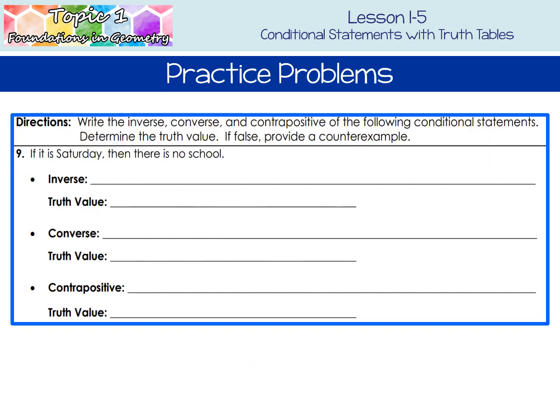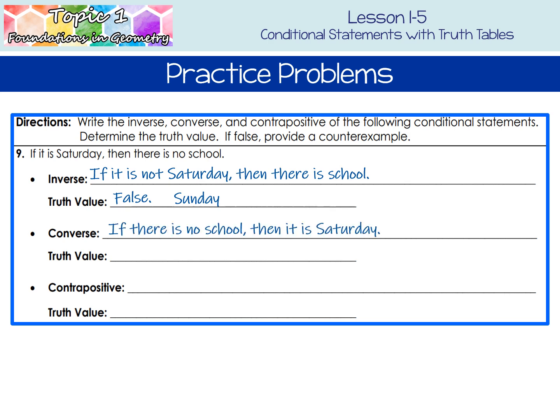Practice problems. We need to write the inverse, converse, and contrapositive of the following conditional statements. Determine the truth value. If false, provide a counterexample. If it is Saturday, then there is no school. Inverse, negate both, keep the order the same. If it is not Saturday, then there is school. That is false because it could be Sunday. Converse, switch the order. If there is no school, then it is Saturday. That's false again because it could be Sunday.